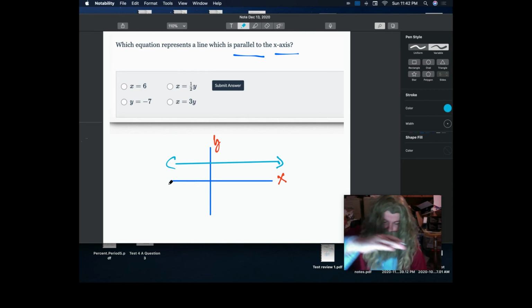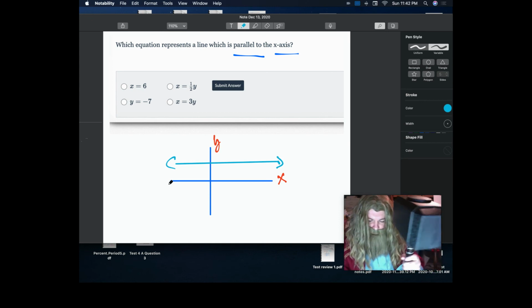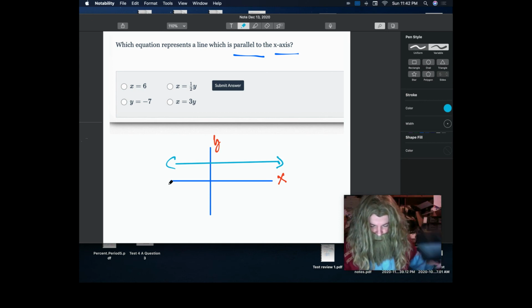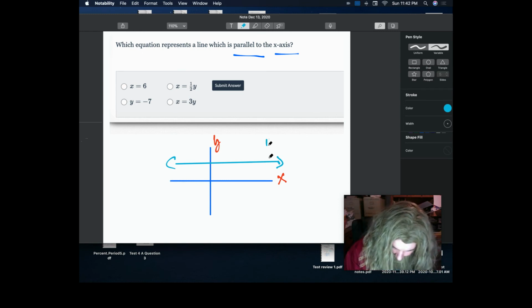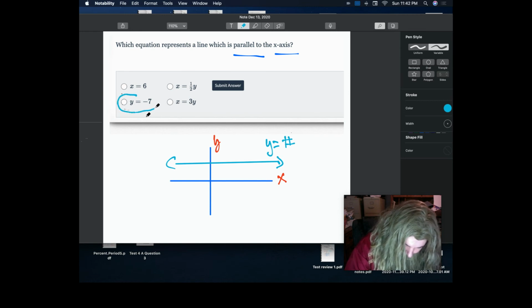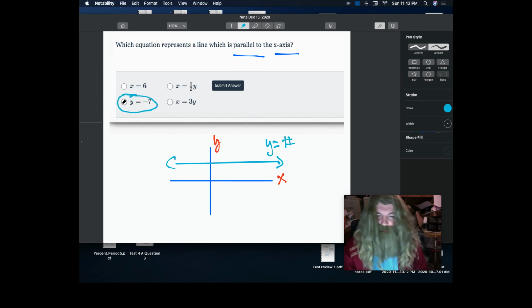What do we know about horizontal lines? It is like when you are hit by Thor's hammer. You lay down and take a nap. And hence it is y equals some number. Just a number. No x's, just a number. So which one is the answer? This is the only one that is y equals just a number, the number being -7.